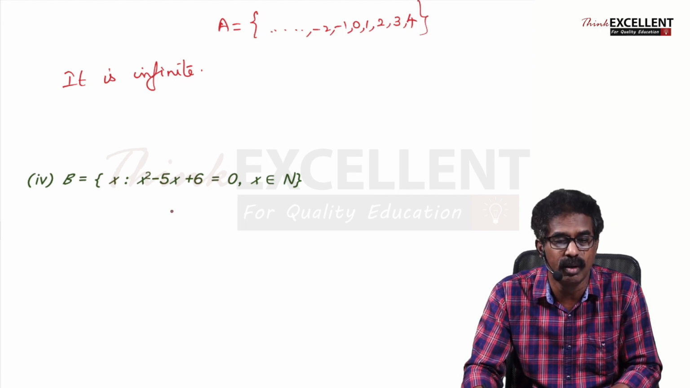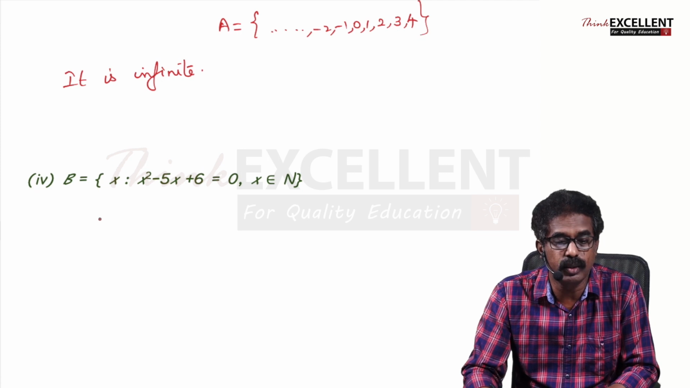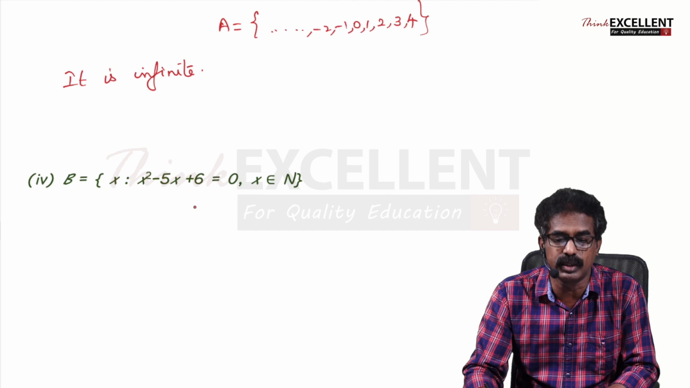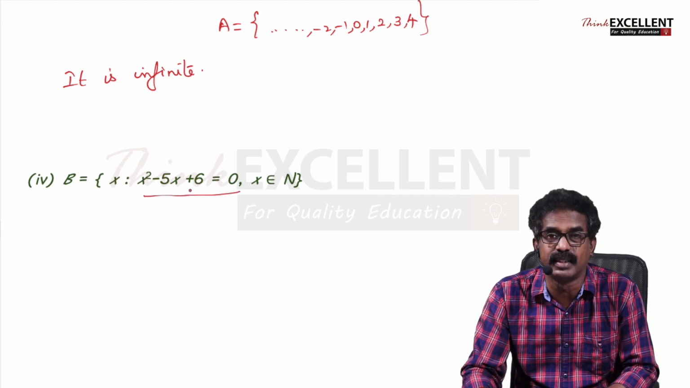Sorry, in the lower class you already know factorization. So here, okay, look at this question. B equal to the set of all x such that x square minus 5x plus 6 equal to 0. So, the set of all x satisfying this condition.